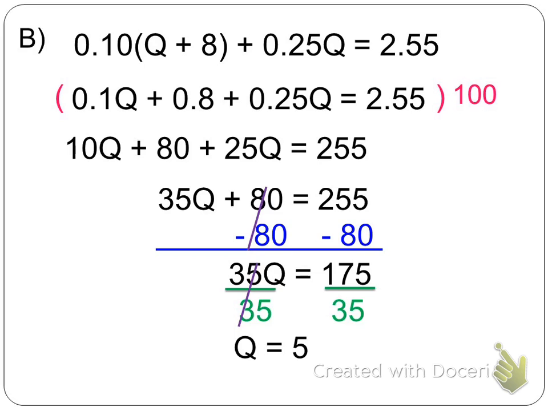And what did that represent on number B? Quarters. Good. So you'd say 5 quarters. Questions?